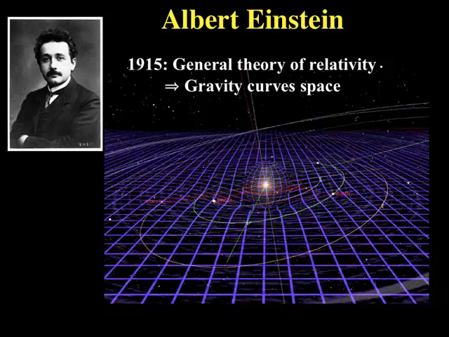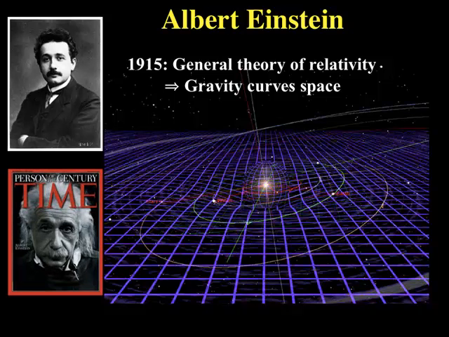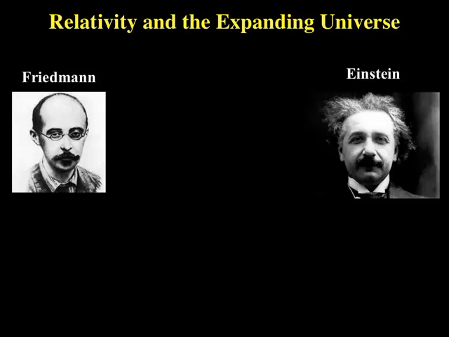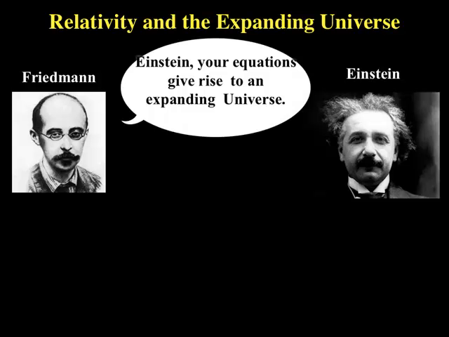Now, one of the interesting consequences of this theory is that, like I said, space is no longer a static thing, and in fact, space can be dynamic. Space itself can change. And not too long after he published this theory, a guy named Friedman was studying Einstein's equations, and he realized that if you think about the entire universe in the context of Einstein's general theory of relativity, then it can give rise to a situation where the universe should be expanding.